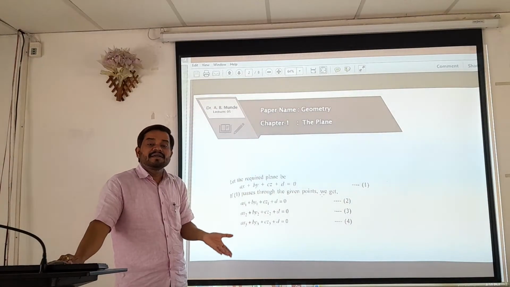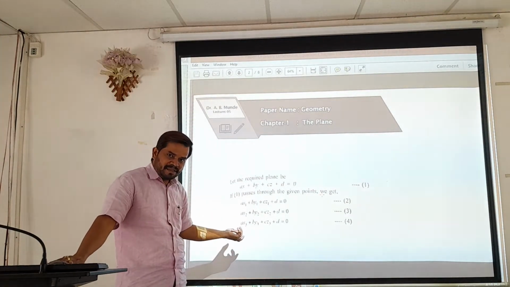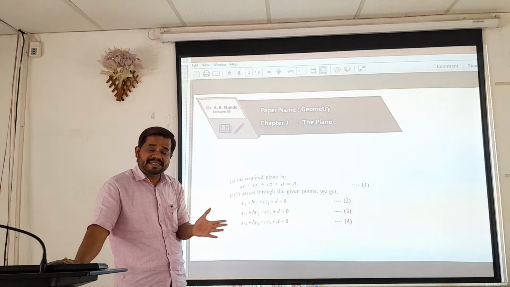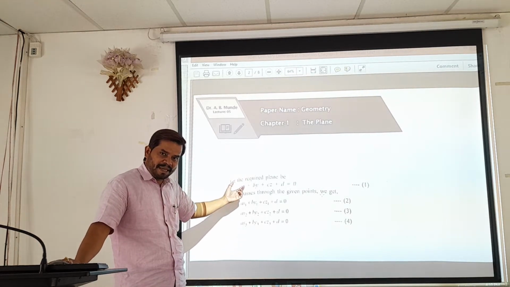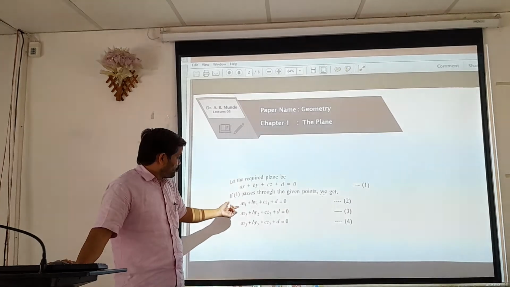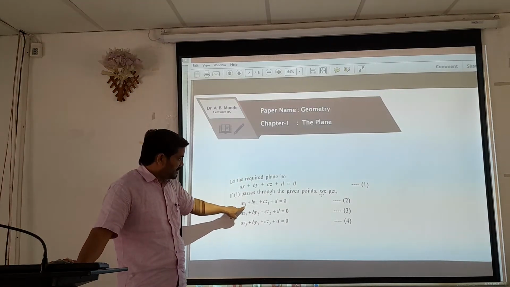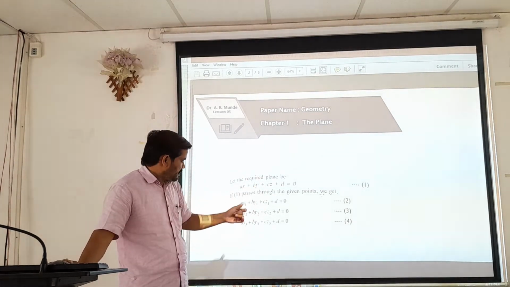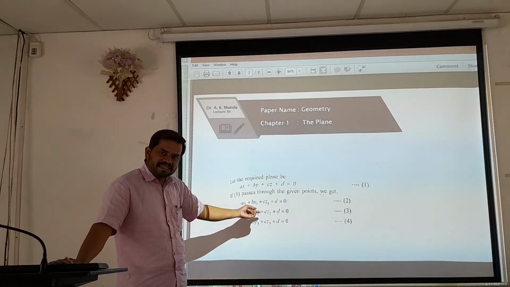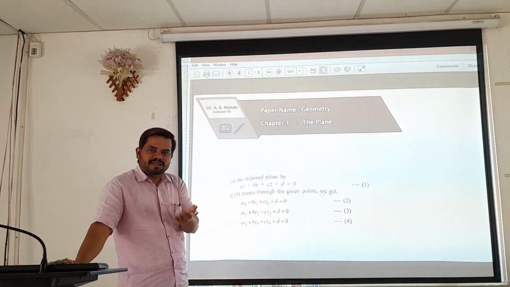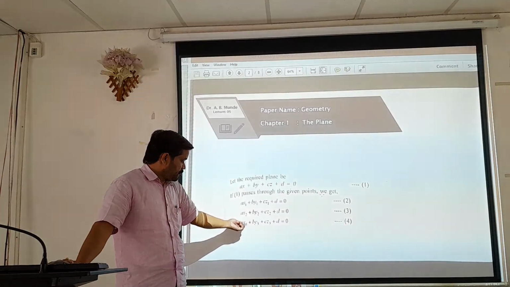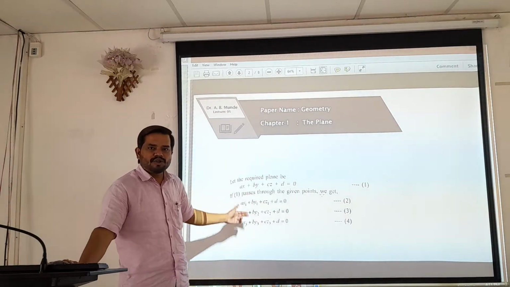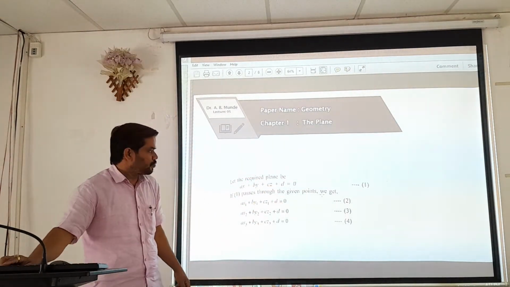It means that they satisfy the equation of a plane, and that's why we can put these 3 points x1, y1, z1, x2, y2, z2 and x3, y3, z3 in the equation of a plane, which we call equation 1. So we get ax1 + by1 + cz1 + d = 0. Put the second point, we get ax2 + by2 + cz2 + d = 0. Put now the third point, we get ax3 + by3 + cz3 + d = 0. Call these 3 equations 2, 3 and 4.